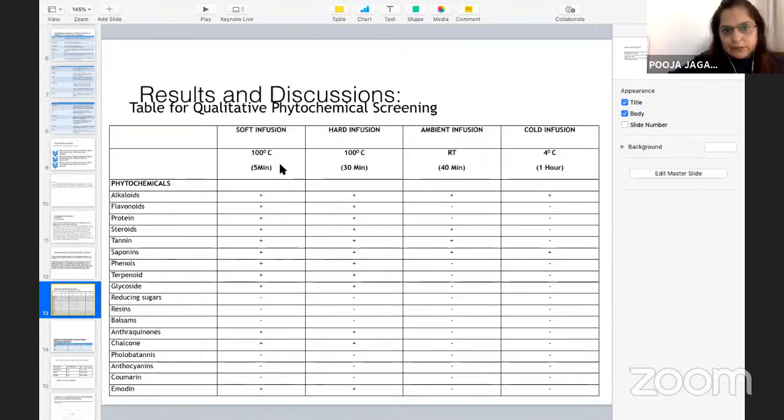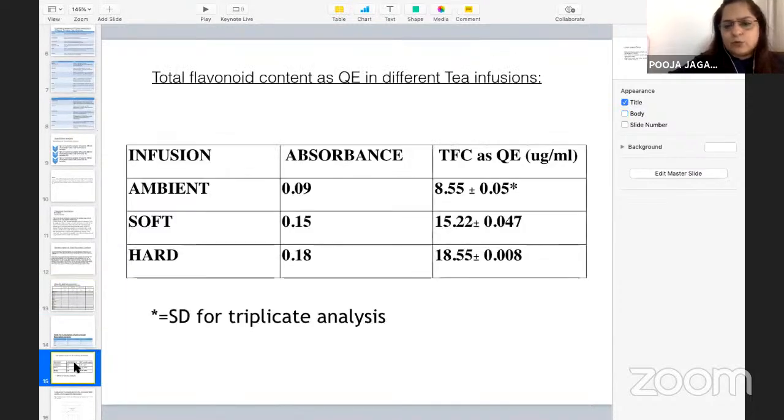These are the results showing soft infusion, hard, ambient, and cold infusion. In cold infusion very few antioxidants were present, so it is advisable not to directly use the turmeric in the cold extract. And these are the results of total flavonoid present in the different tea infusions: ambient, soft, hard. So quantitatively also it was observed that the hard infusion, where we boiled it for 25 to 30 minutes, is showing the maximum amount of flavonoids. This is by the known methods.